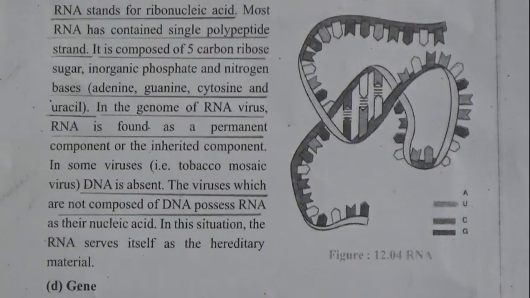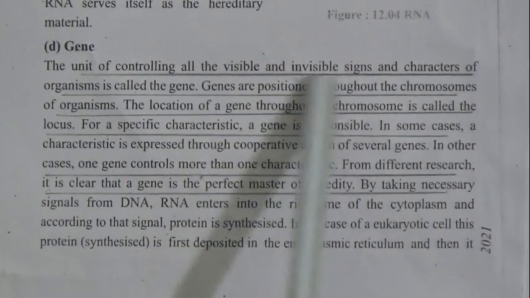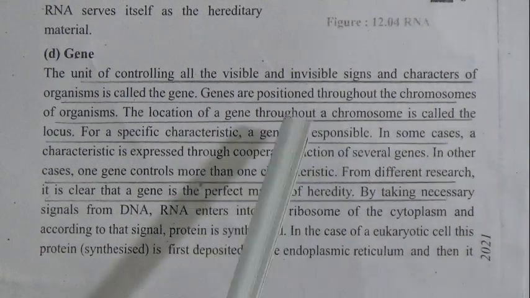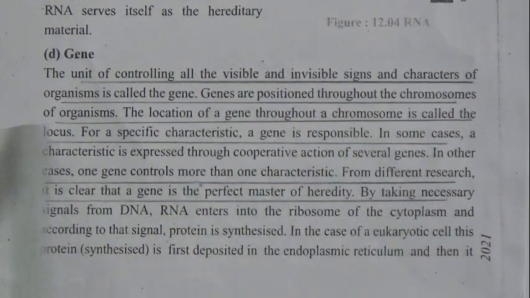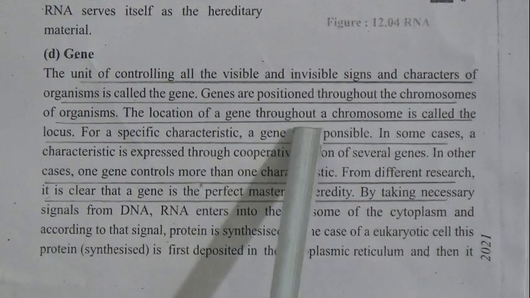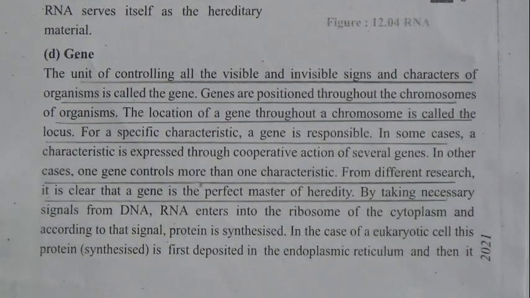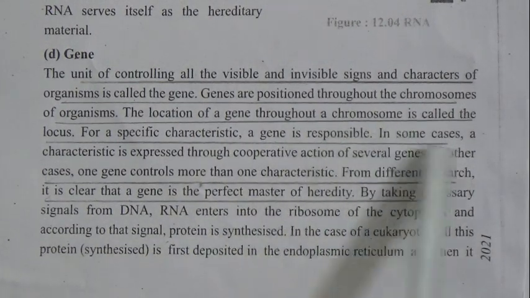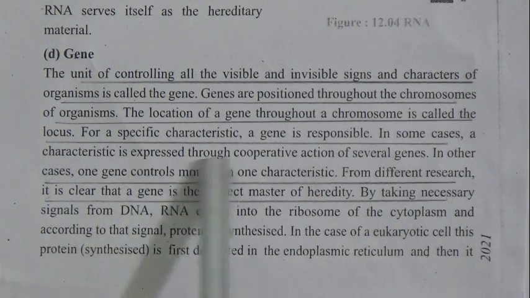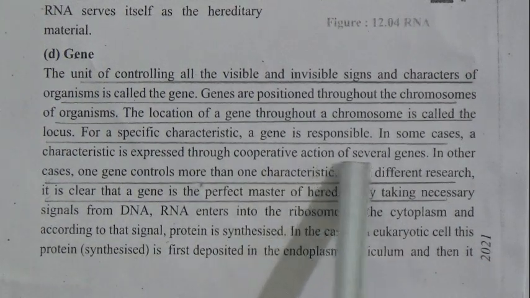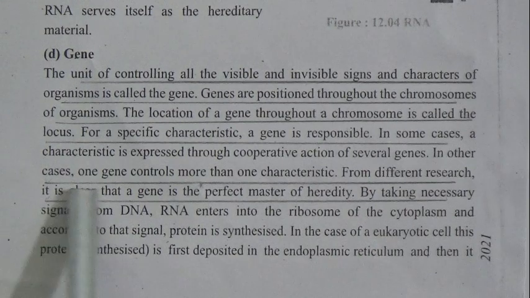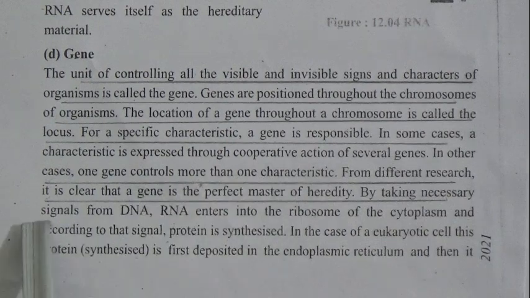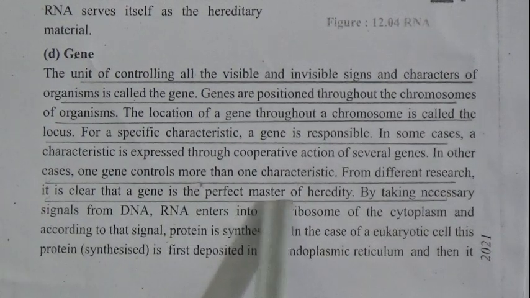Now, gene. The unit controlling all the visible and invisible signs and characters of organisms is called the gene. Genes are positioned throughout the chromosome of an organism. The location of a gene on a chromosome is called the locus. For specific characteristics, a gene is responsible. In some cases, a characteristic is expressed through the cooperative action of several genes. In other cases, one gene controls more than one characteristic. From different research, it is clear that a gene is the master of heredity.